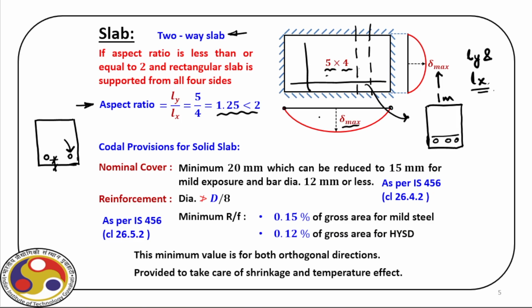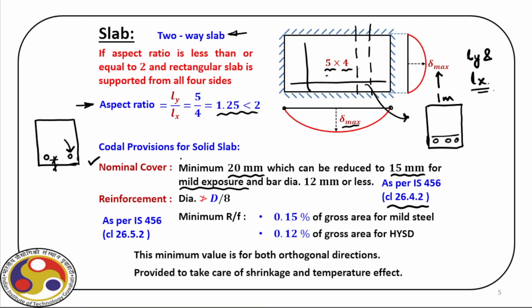We'll go into the details of that, but for the clear cover, IS 456 clause 26.4.2 recommends nominal cover, and that is minimum 20 millimeter, which can be reduced to 15 millimeter for mild exposure and bar diameter 12 millimeter or less. So if we have exposure conditions which are mild, and if the bar diameter is 12 or less, then we can provide a minimum of 15, or otherwise we have to provide 20 millimeter nominal cover. Okay.